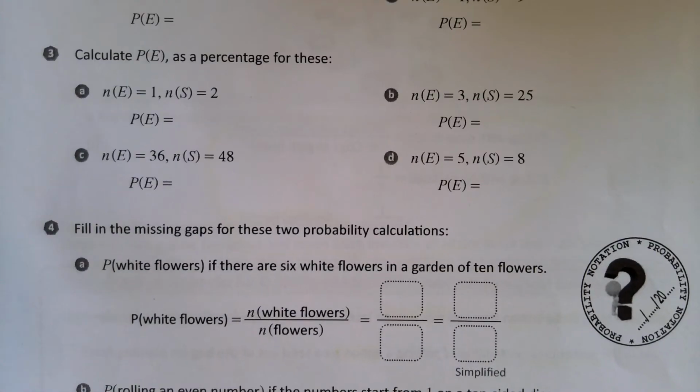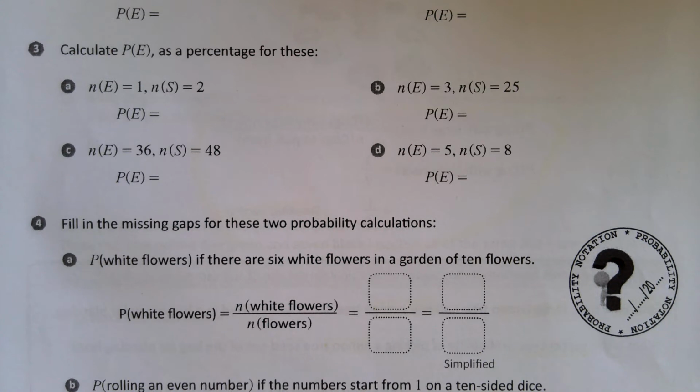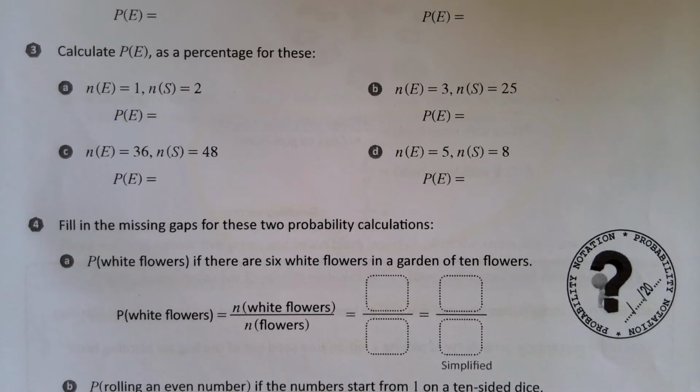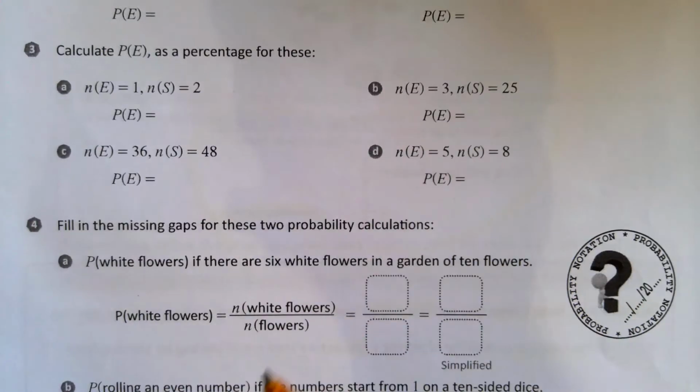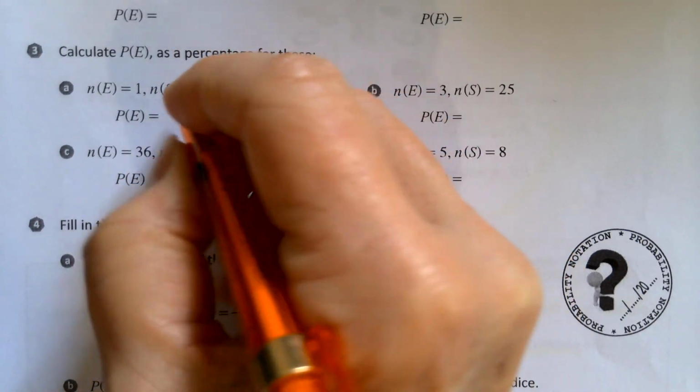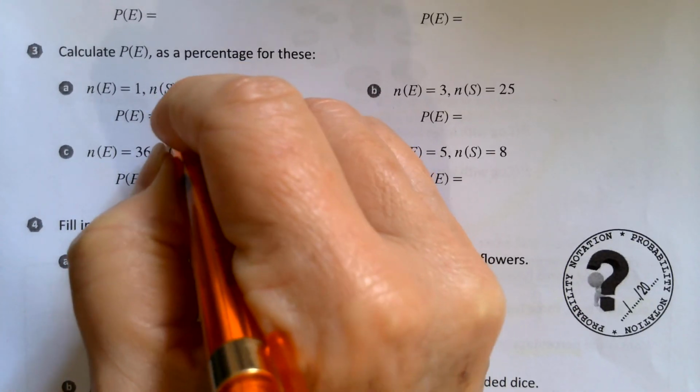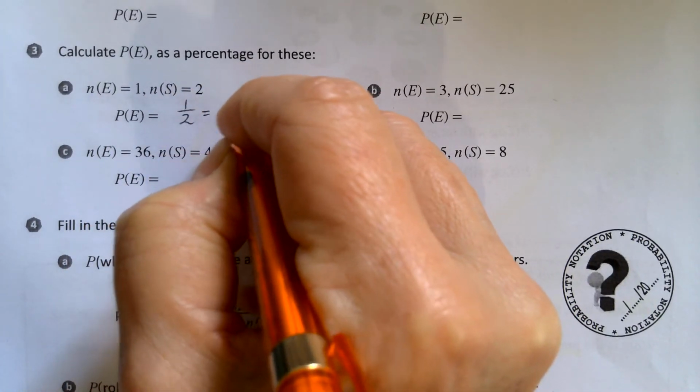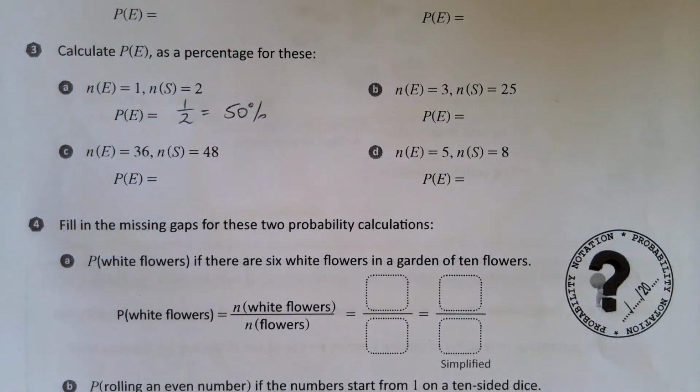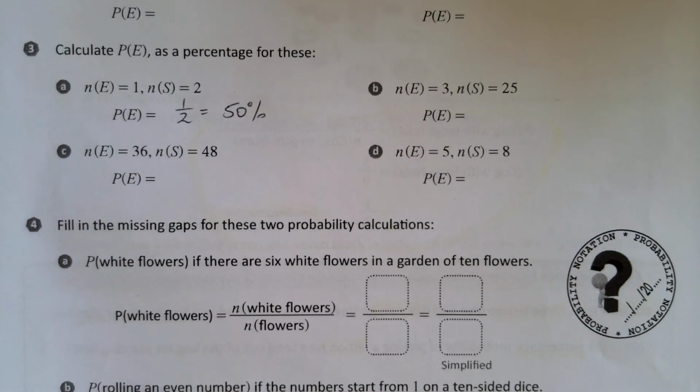Question 3. As a percentage this time. The number of the event is 1, 2, you know that is 50%. That's an easy one. Have a go at the rest.